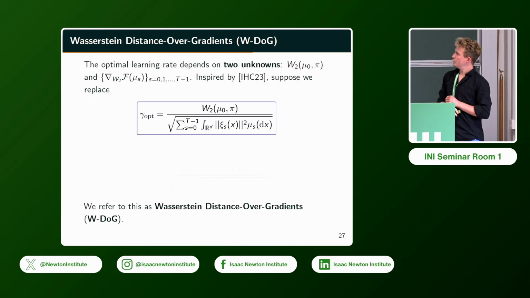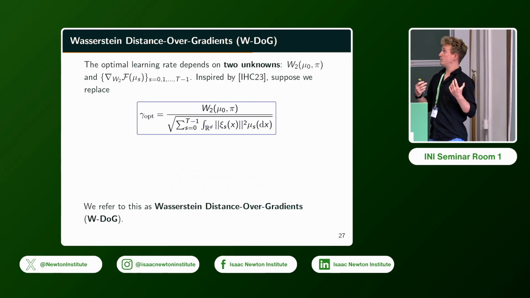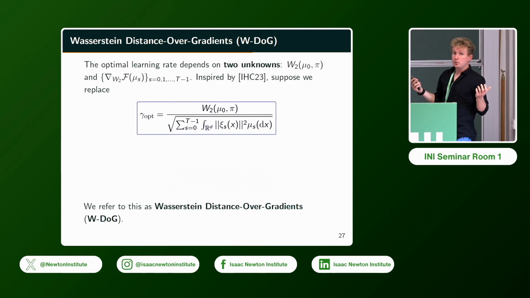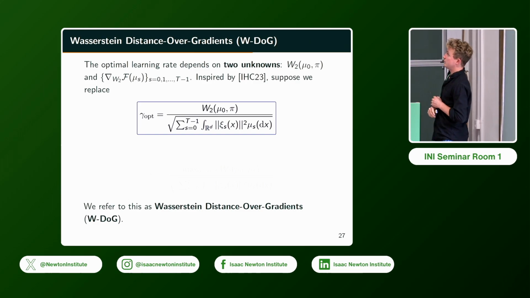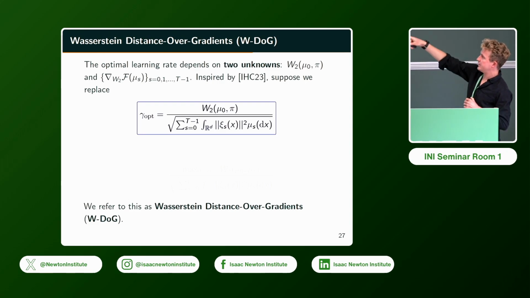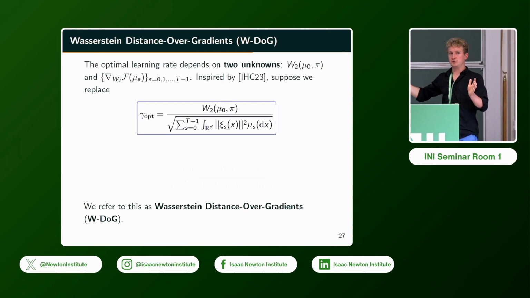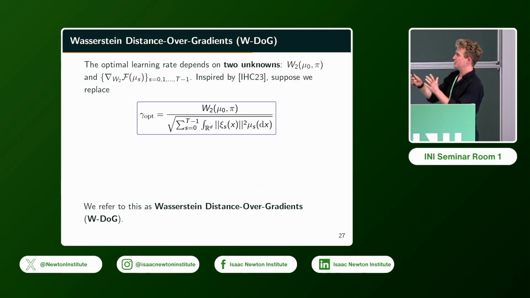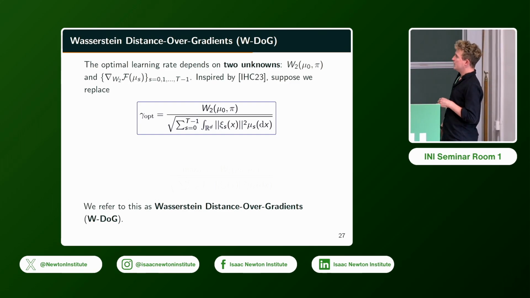Okay, so of course, as I said right at the top of the talk, it's all very well and good. We can derive this so-called optimal learning rate, but we can't compute this thing, right? Because it depends, firstly, on the Wasserstein distance between mu naught and pi, and also, if you look at the sum here, this sums up to capital T minus 1, where capital T is the assumed total number of iterations. So in other words, this is assuming we can observe all the gradients in advance, which of course we can't.